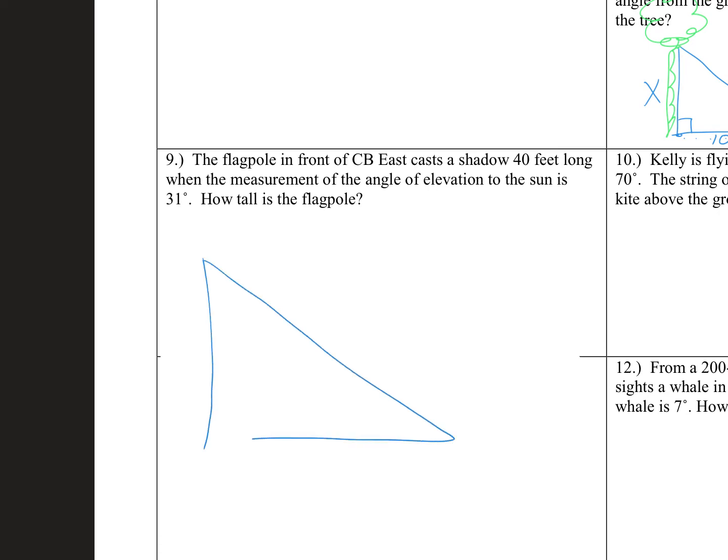All right, a flagpole in front of C.B. Smith. We're all familiar with C.B. Smith. We all know what a flagpole looks like, right? Everybody familiar with the flagpole? It casts a shadow 40 feet long. Where are shadows, guys? On the ground. So here's my 40. The angle of elevation to the sun is? Where does that go? Bottom right.